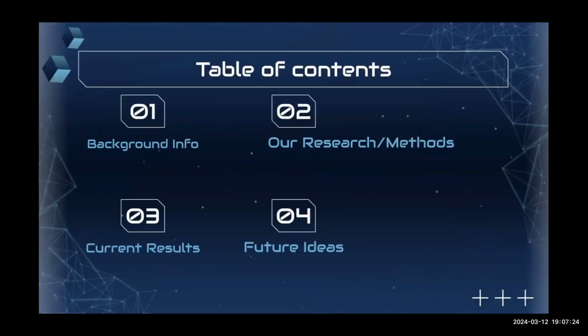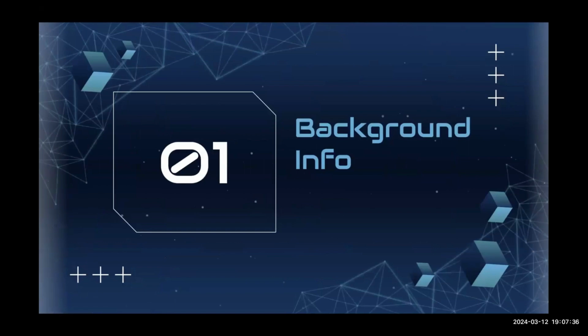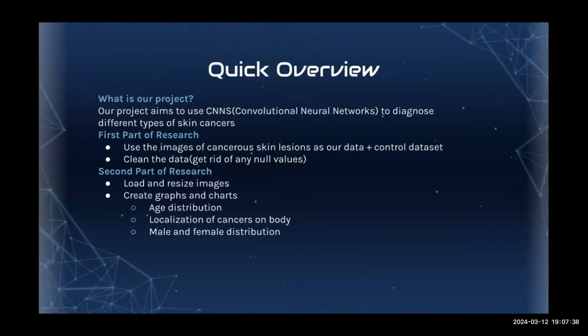Okay, first we'll have 4 different sections of a presentation: background info, research and the methods we are using, current results, and our future goals, future ideas. First up is background information. What is our project? Our project is trying to use convolutional neural networks, machine learning, to determine whether or not there is a skin cancer for an image.